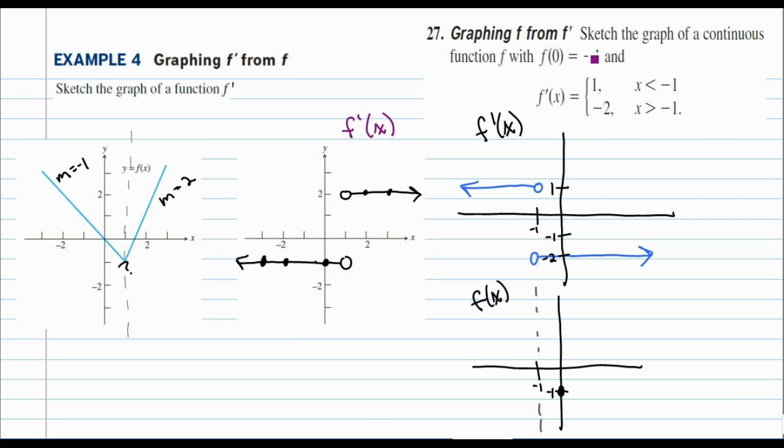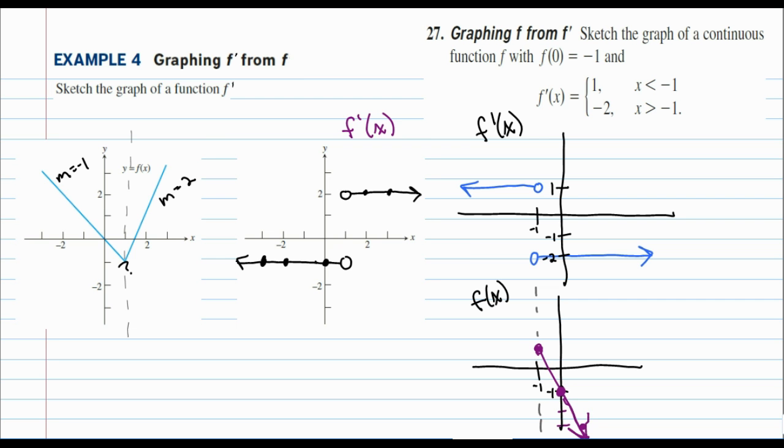So here I have to go back to the original instructions and say sketch the graph of a continuous function f with f of 0 equals negative 1. F of 0 equals negative 1. So that's down here. So actually I'm going to change my tune a little bit. I'm going to start with this piece. Any x value greater than negative 1, so to the right of this dashed vertical line, has a slope of negative 2. So it's going to go down 2, right 1. So down 2, right 1, up 2, left 1. So that is what this piece is going to look like.